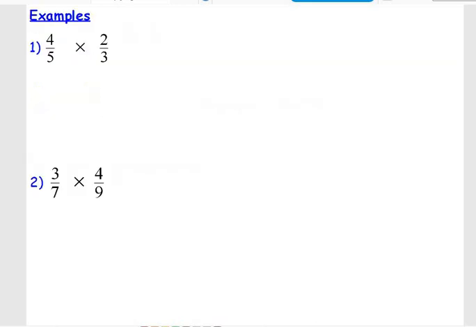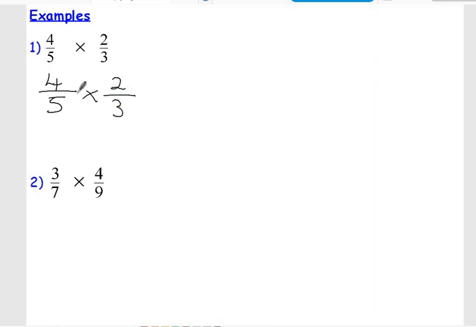So if we look at some examples then, underneath the note you've written, put the side heading examples. Our first example is 4/5 times 2/3. So we can see we've got 4/5 times 2/3. Now rewrite it underneath, as I will do for all of them.